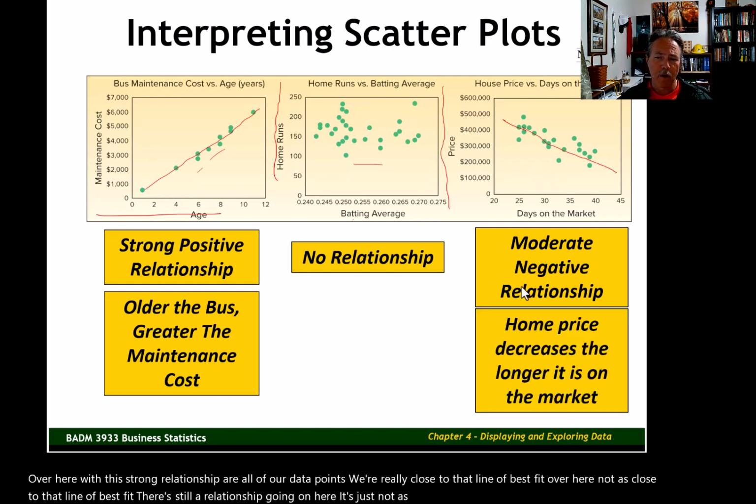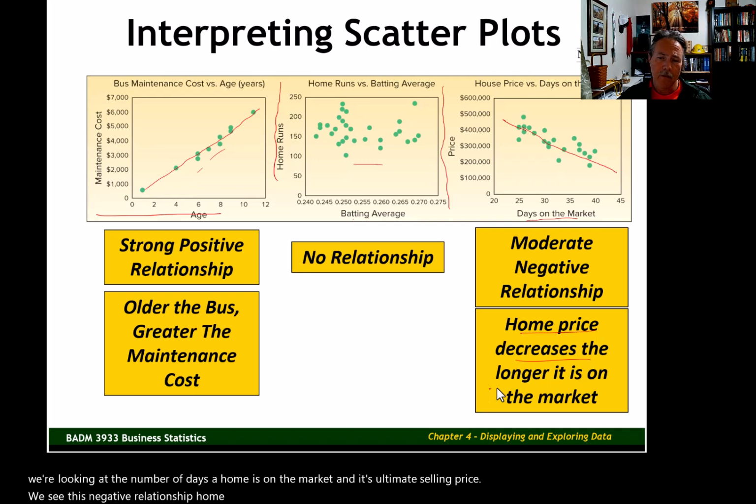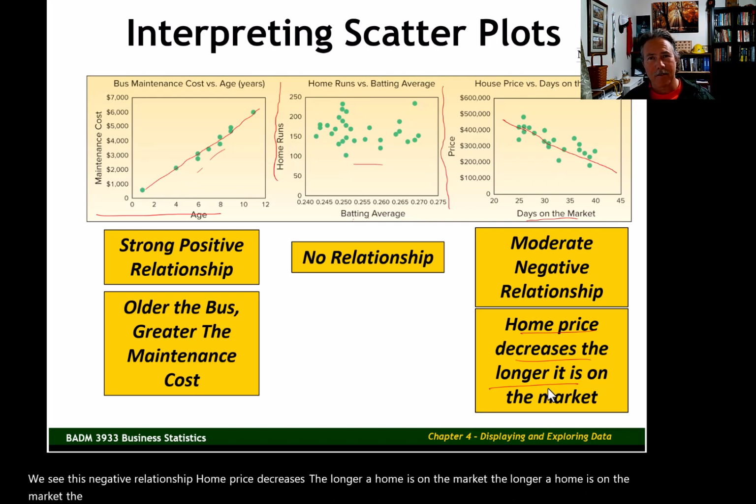And with a negative relationship, and we're looking at the number of days a home is on the market and its ultimate selling price, we see this negative relationship. Home price decreases the longer a home is on the market. The longer a home is on the market, the selling price tends to come down to attract attention from buyers.